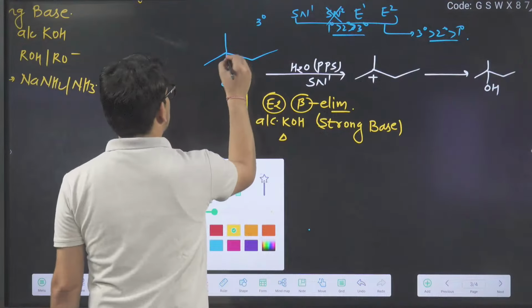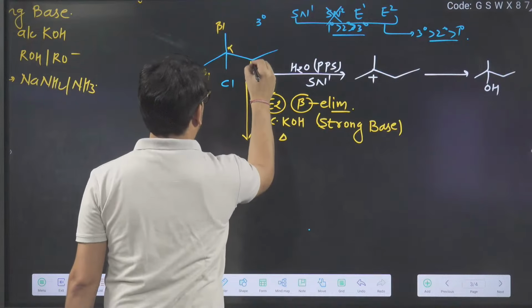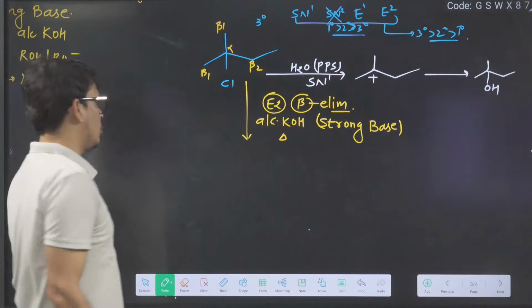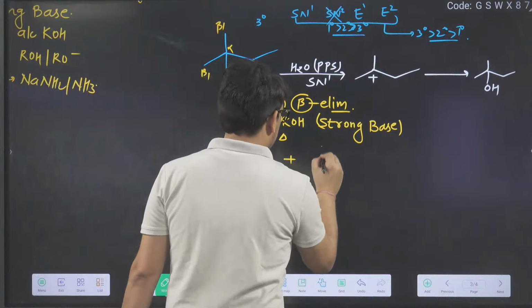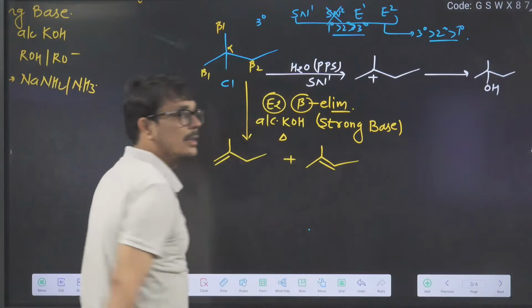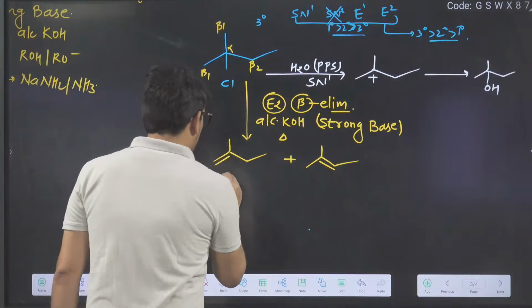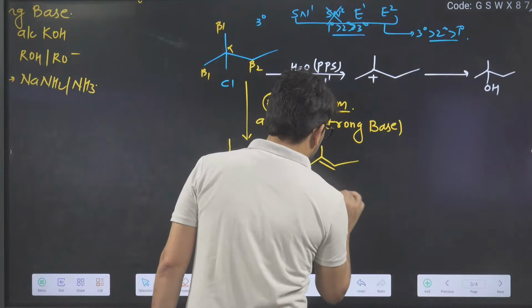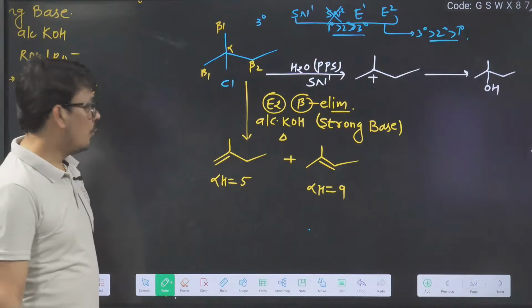Beta. Let's say this is your alpha carbon, this is beta 1, this is also beta 1, and this is beta 2. So how many types of product will form here? Two products. One of them will be on this side and one of them on this side. Now here this has only how many alpha H? 5, and this has how many alpha H? 9. So which will be the more stable alkene, first one or second one?